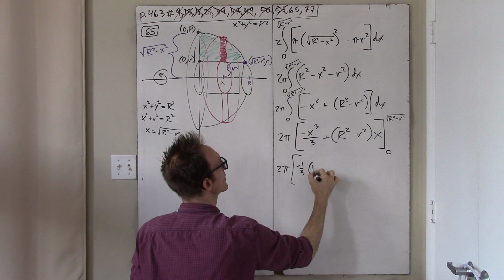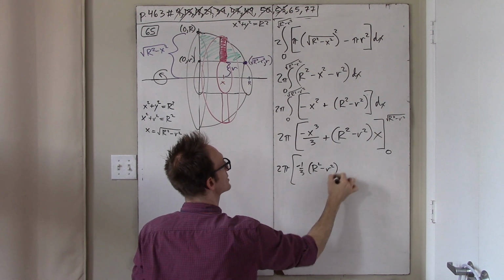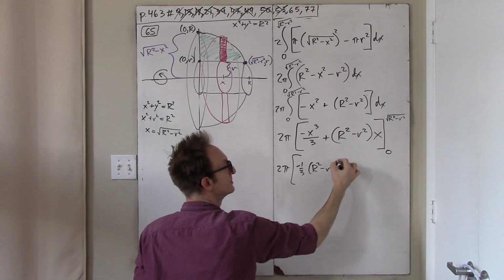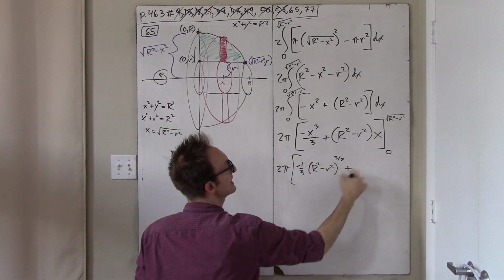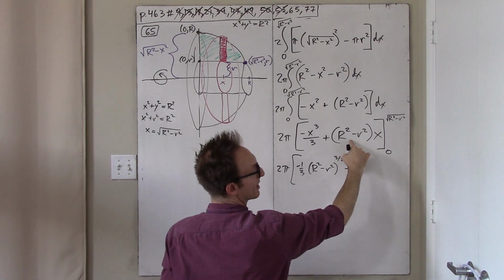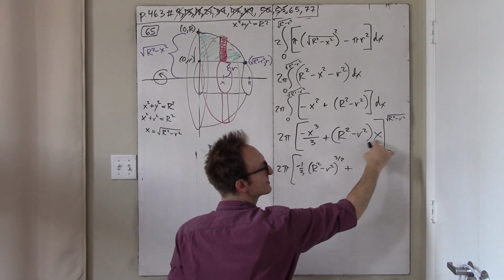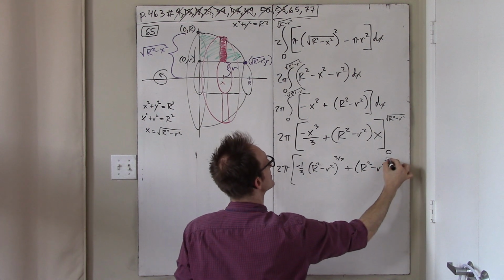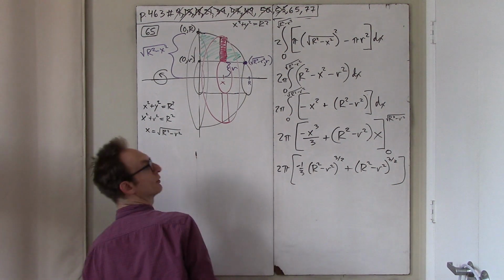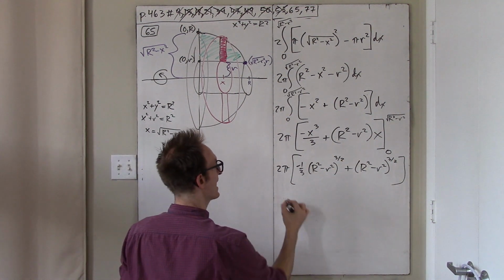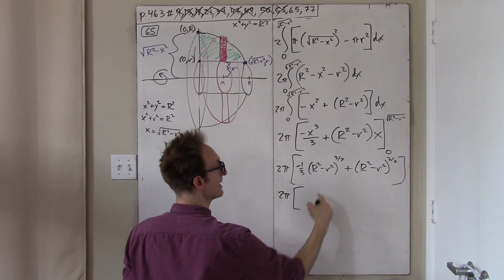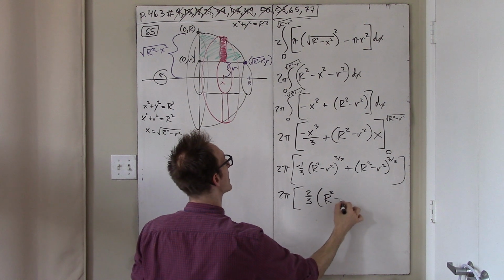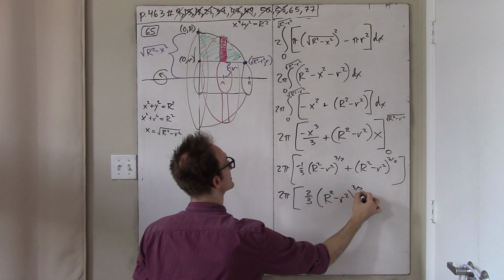Well, we did something like this already, right? Big R squared minus little r squared, but then the quantity is to the 1/2, but then cubed, so that's to the 3/2. And then here, it's big R squared minus little r squared, but then times to the 1, so that's also to the 3/2. So this is just algebra skills. I did it all out last time. So what I end up with is 2 pi times 2/3 times big R squared minus little r squared to the 3/2.